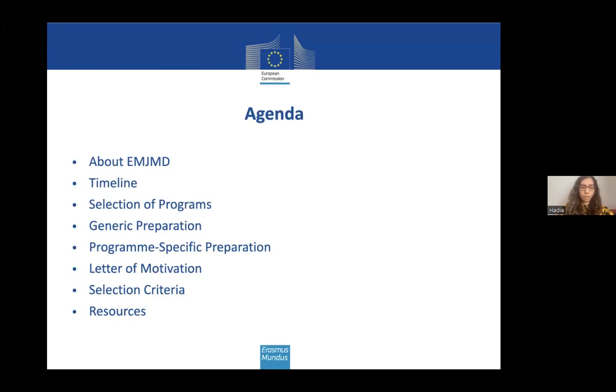And then I will talk about the preparation. There are two types of preparation: generic preparation and program specific preparation. Generic preparation is stuff you should start preparing even before applying for Erasmus, your profile building and stuff like that. Program specific preparation is going to be different for every program you're applying to. So if you're applying to 3 programs, there's going to be a different letter of motivation, different recommendation letters and stuff like that. We'll talk about that in this section.